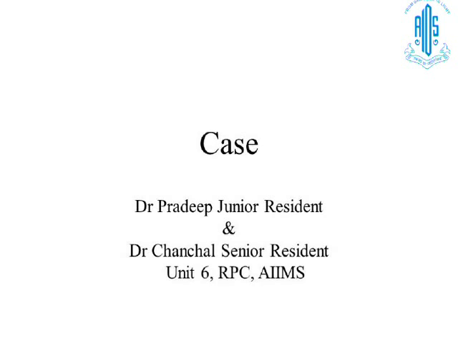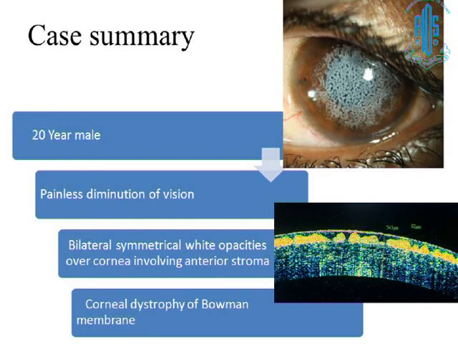This is a case which was worked up by Dr. Pradeep and Dr. Chanchal, junior and senior resident working in our unit. There was a 20-year-old gentleman who complained of a painless diminution of vision, and he had bilateral symmetrical white opacities over the cornea involving the anterior stroma. And clinically, the diagnosis was a Bowman membrane dystrophy.